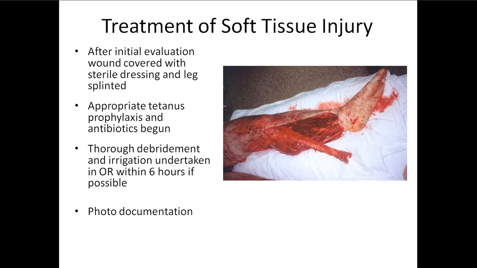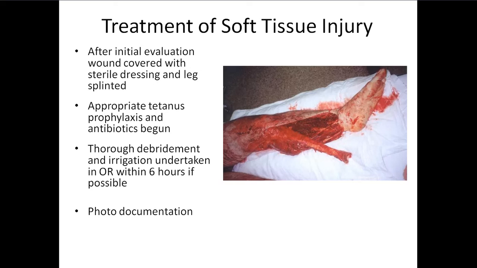So after initial evaluation, the wound is covered with a sterile dressing, and the leg must be splinted. Support must be given. Then appropriate TT prophylaxis and antibiotics are given, and thorough debridement and irrigation undertaken. It is better to do this within 6 hours for any open wound, because the golden period is 6 hours. Within 6 hours, treatment differs from after 6 hours. If the patient arrives after 6 hours, you need to consider every wound as infected. So the treatment differs.